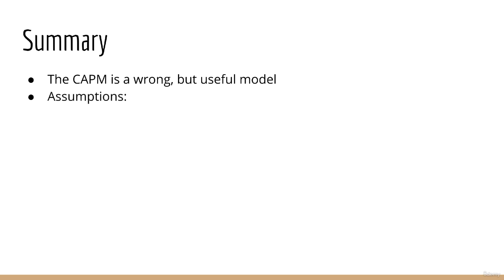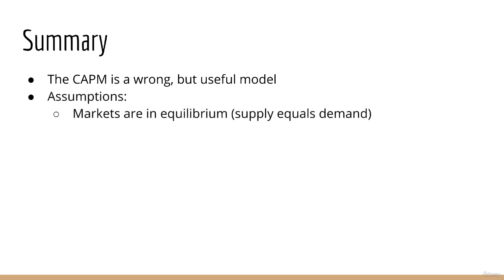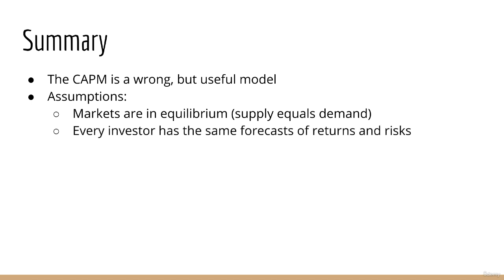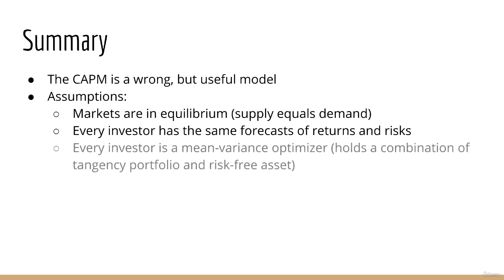As a summary to this lecture, it's worth noting that the capital asset pricing model is most certainly wrong. Let's consider some assumptions made by the CAPM. Number 1, it assumes that the markets are in equilibrium. In other words, for each asset, supply is equal to demand. This is not true. Number 2, it assumes that every investor has the same forecasts of expected returns and risks. Again, this is most certainly not true. Number 3, it assumes that every investor is a mean variance optimizer, and every investor holds a combination of the tangency portfolio and the risk-free asset.